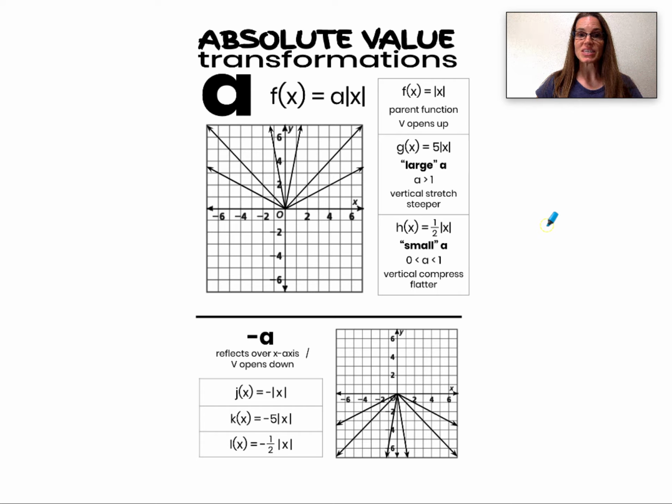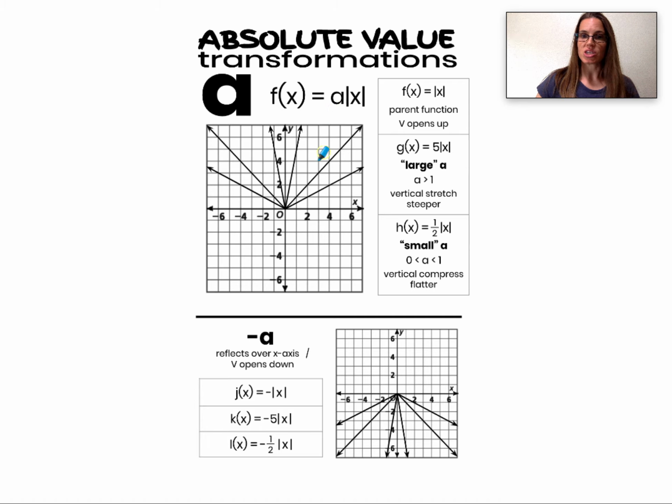We are continuing to look at absolute value transformations, meaning transformations or changes to the absolute value parent function. On this notes page, we're looking at the effect of a coefficient a, meaning a number outside the absolute value bars, a number being multiplied by the absolute value of x.